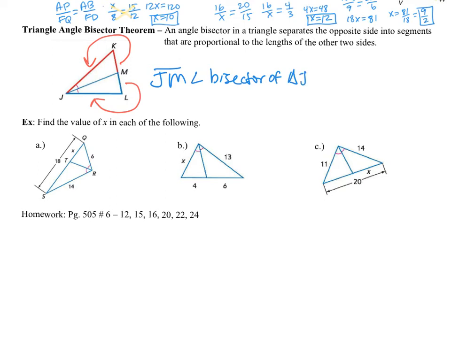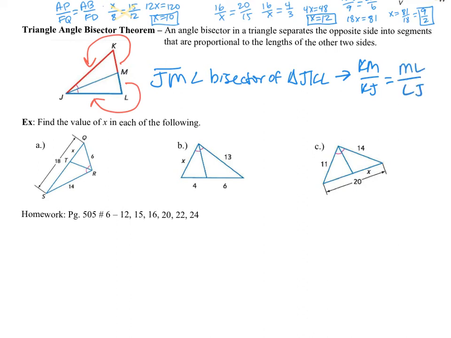So if it's an angle bisector of triangle JKL, then what it's doing is it's cutting this opposite side into pieces that would be proportional to the other two sides of the triangle. In other words, the ratio of KM to KJ would be equal to the ratio of ML to LJ.